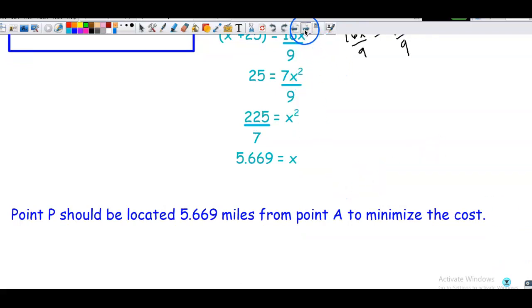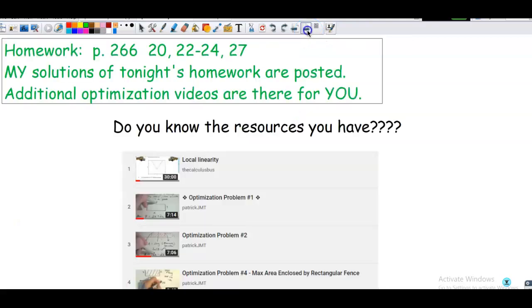Okay, so again, you just got to dig in. You just got to do the problems. You got to go through the algebra and take your time. So your work now and tonight is 5 more of these. So 20, 22, 23, 24, and number 27.